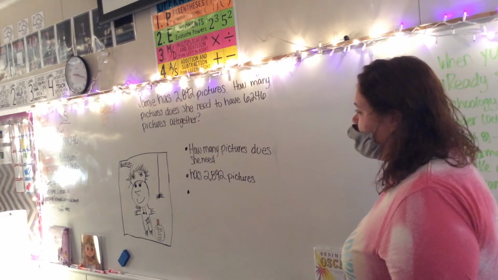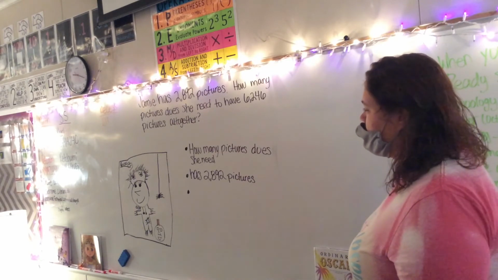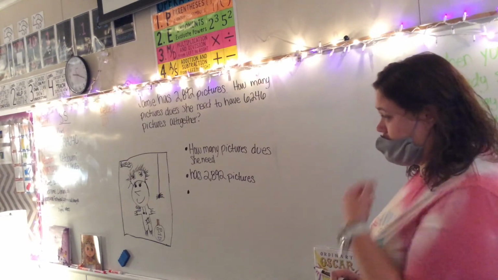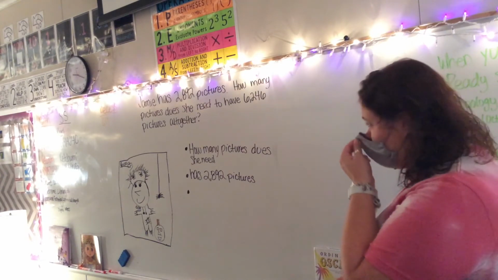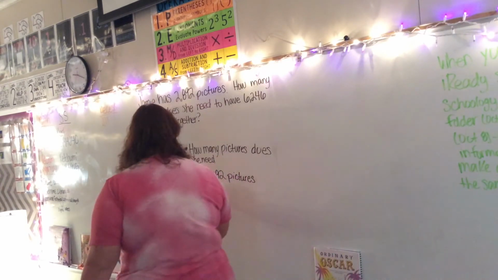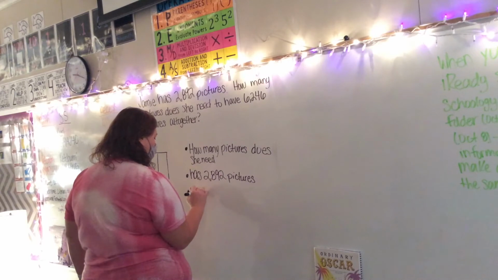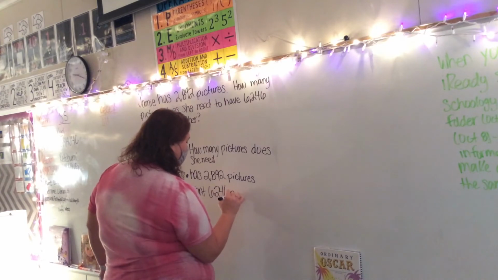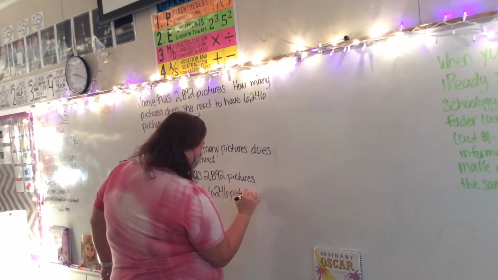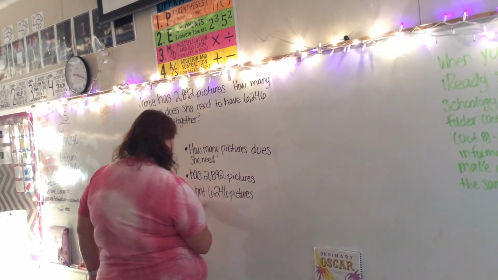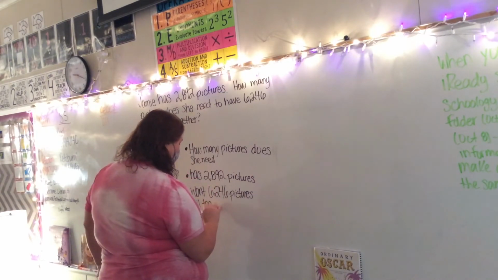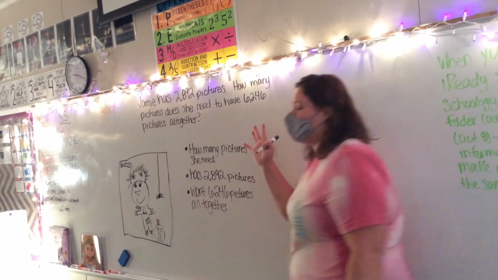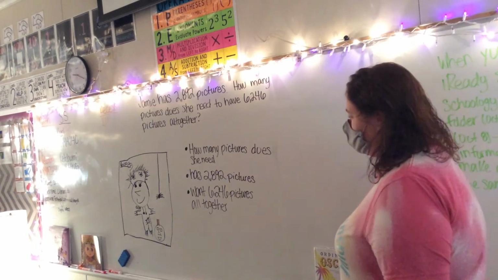What do I know? What else do I know, Kate? That she wants to know how many pictures altogether. I want to know altogether. How many pictures altogether? 6,246. She wants 6,246 pictures. What kind of pictures? Oh, that doesn't matter. Does it matter if it's not mentioning anything of what kind of pictures she has? It just says pictures.